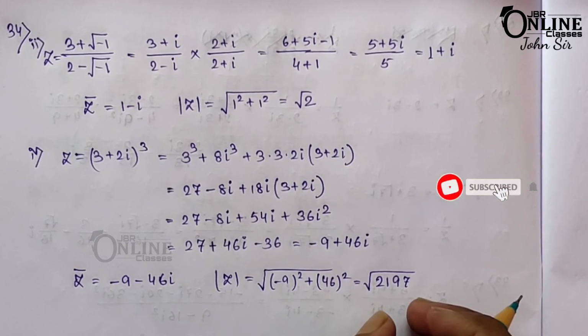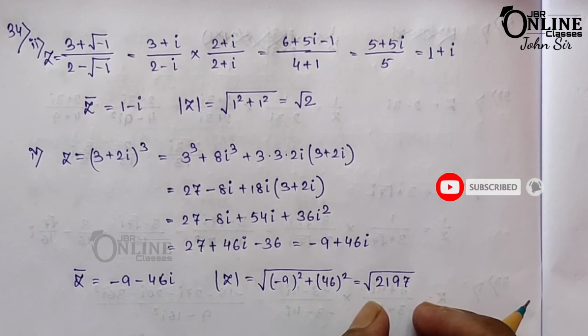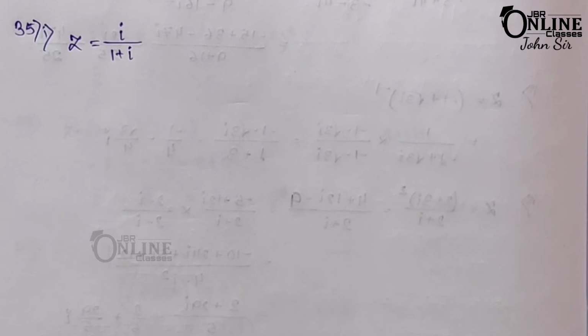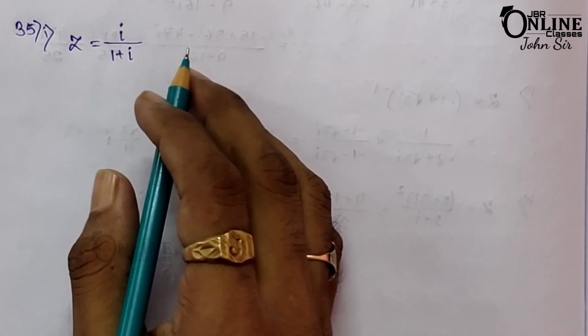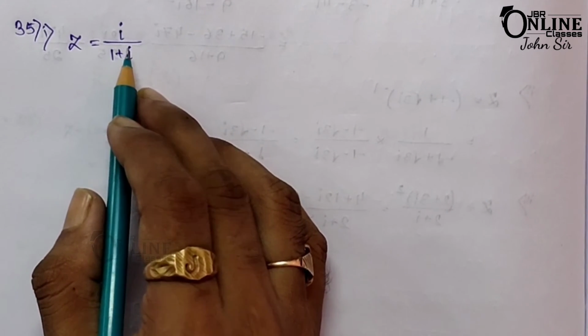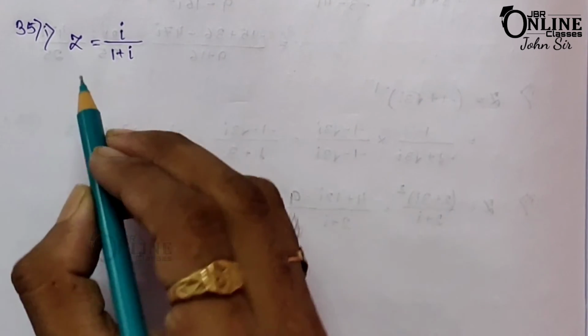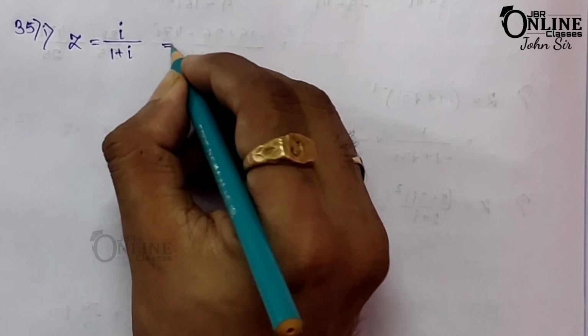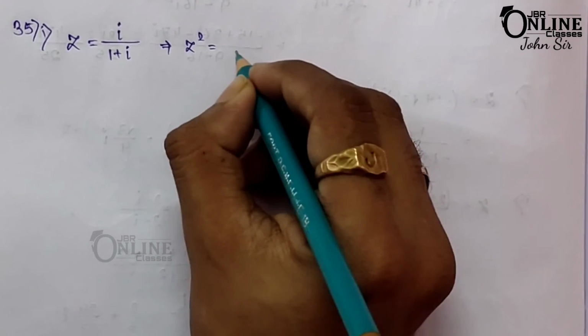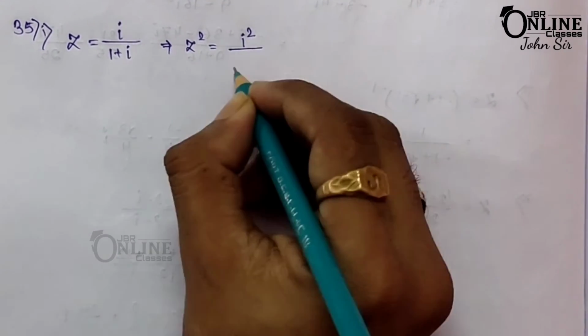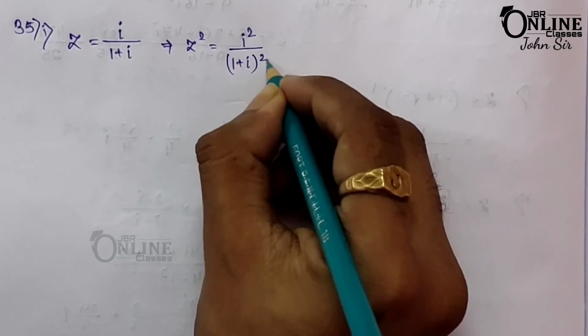Okay, root over 2197 is your answer. Now sum number 35(1). Express the square of this one in the form of x plus iy. So as here z equal to this one, and if you square both sides, so z square equal to i square by 1 plus i whole square.